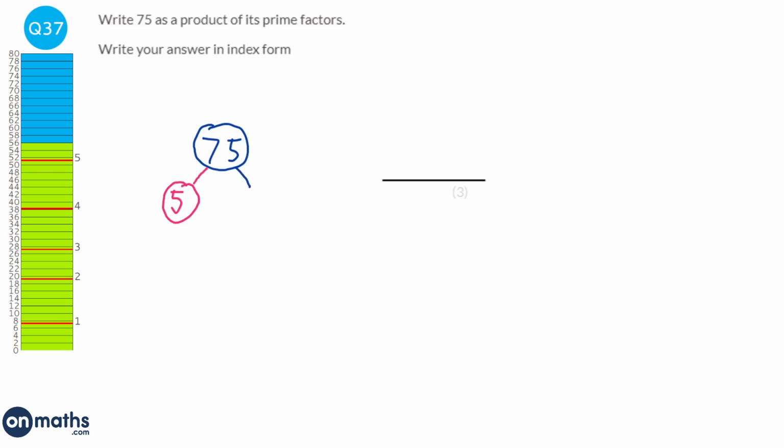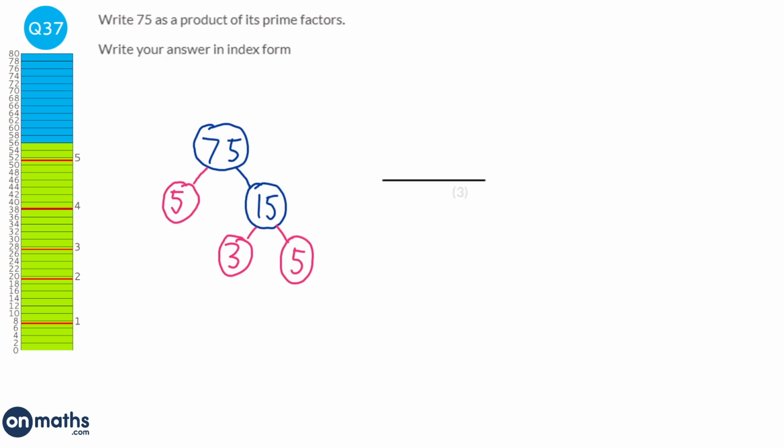It doesn't always have to be the smallest that I pick. So 5 times what is 75? Well, 5 times 15 is 75. And then to make 15, we're going to do 3 times 5. And the reason why I've done some of these bubbles in red is that those are the prime factors, which means they can't be split any further. So we always stop when we get to the prime numbers.